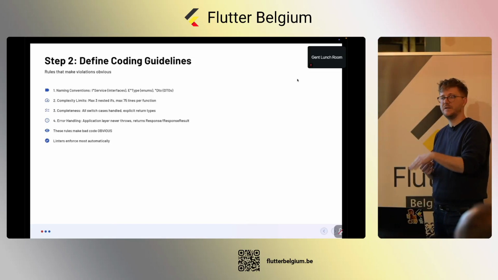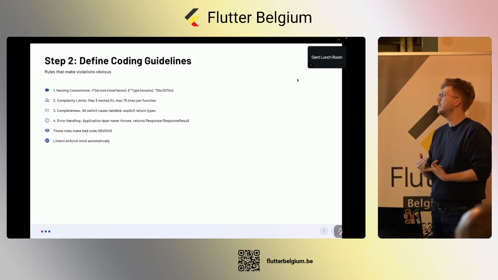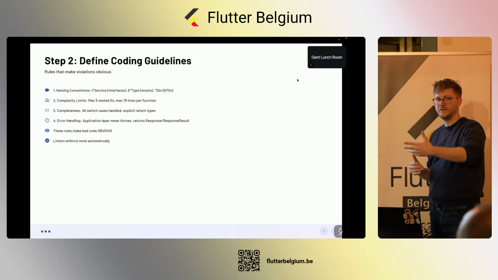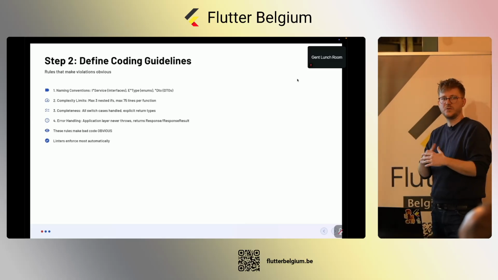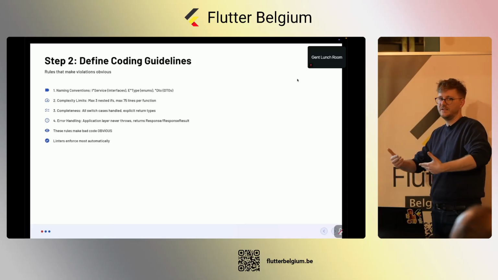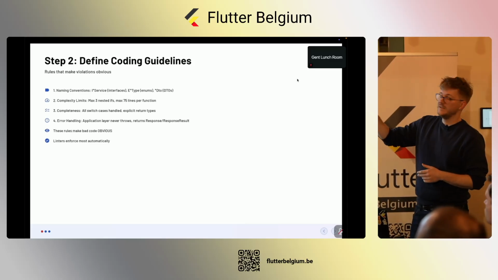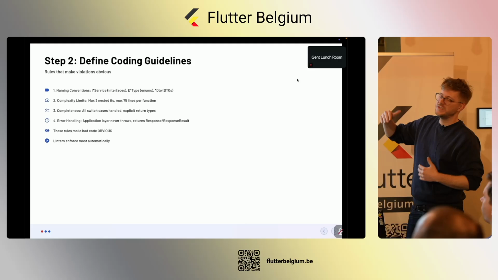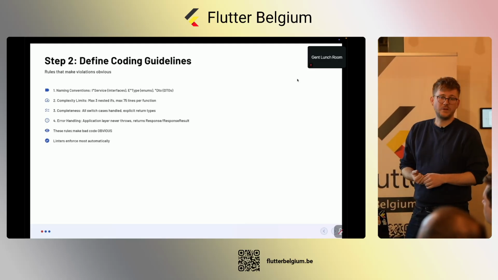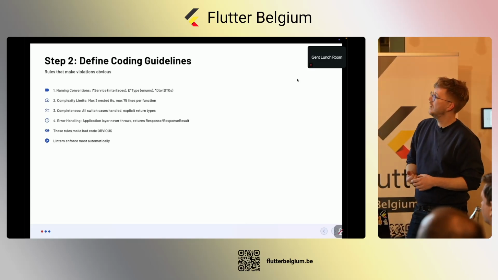Complexity limits, we have a certain amount of lines we allow for a function, maximum amount of nested ifs. If there needs to be a new white line before return or not, it just creates consistency throughout our code base, which you get trained in, and it makes it easier to spot, oh, there's something wrong there. Completeness, we enforce that switch statements handle all cases, just so you know if you add a new case, your compiler will complain, and then you'll never have bugs because you forgot it at some point.